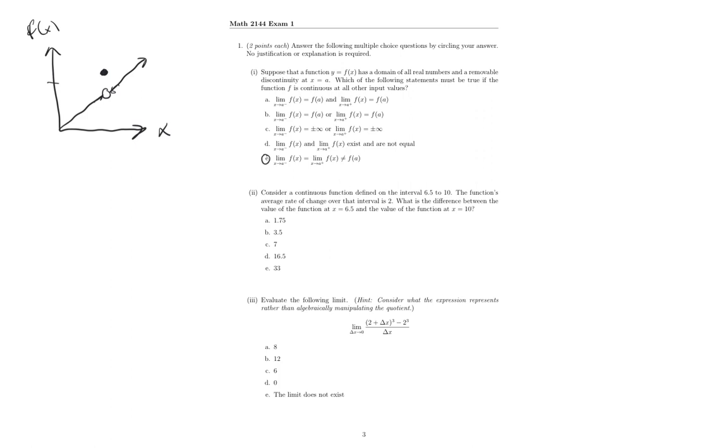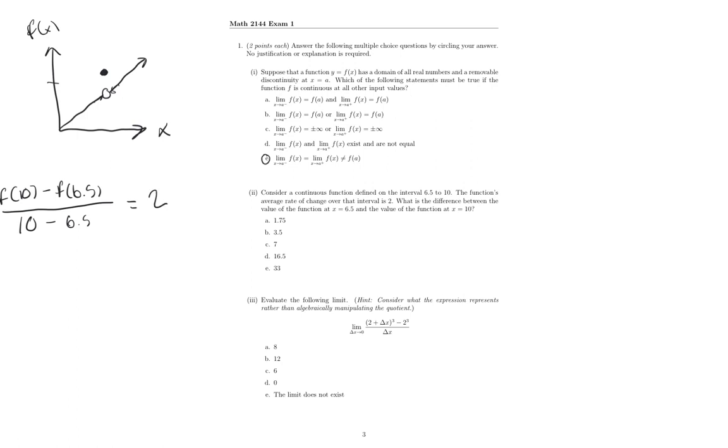So for part 2, it says consider a continuous function defined on this interval. The function's average rate of change is 2, and what is the difference between the value of the function at x equals 6.5 and the value of the function at x equals 10? So this is an average rate of change function, and using these y values and x values that were given, it's going to be modeled a little bit like f of 10 minus f of 6.5 over 10 minus 6.5 is going to be equal to our average rate of change, which it says is 2.